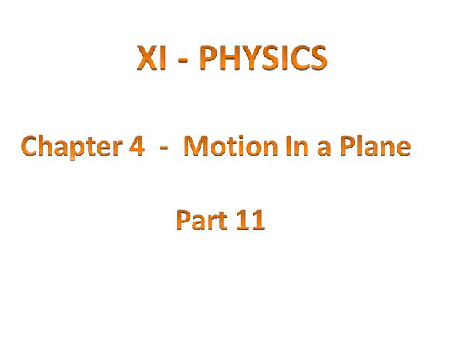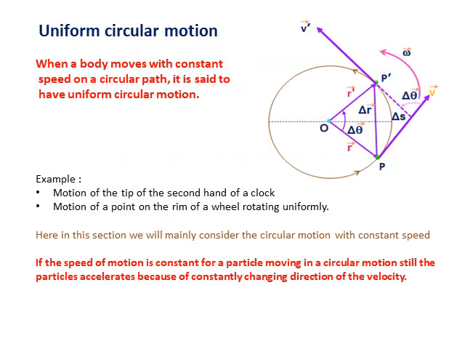Hello, in this video we will learn about uniform circular motion. If a particle moves along a circular path with a constant speed, that means it covers equal distances along the circumference of the circle in equal intervals of time, then its motion is said to be a uniform circular motion.